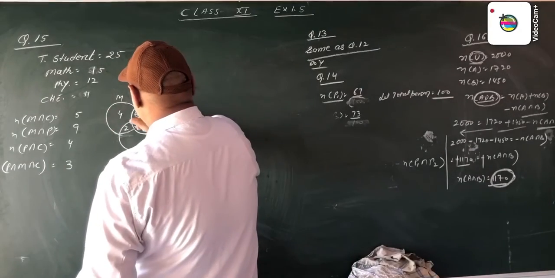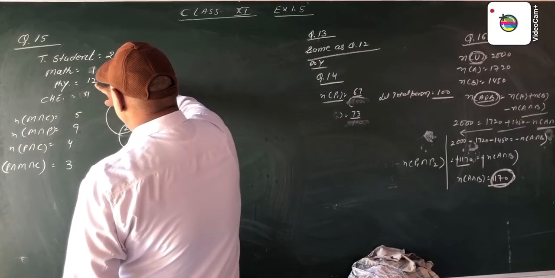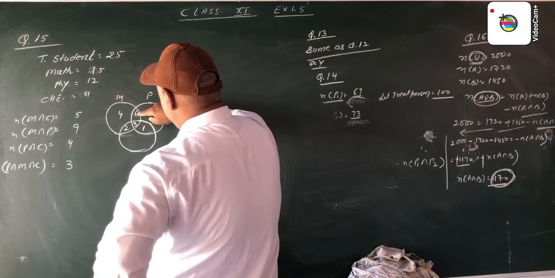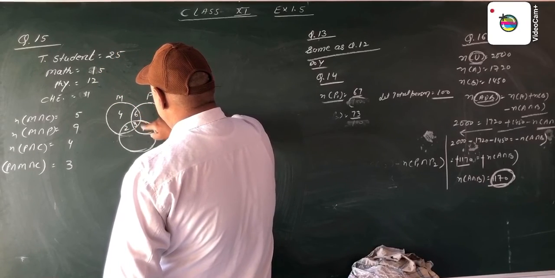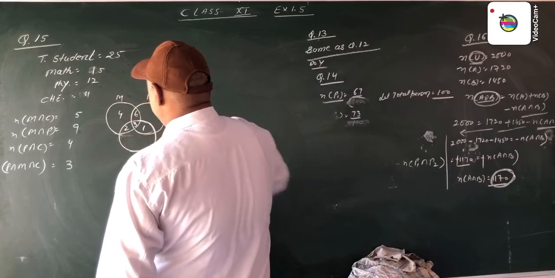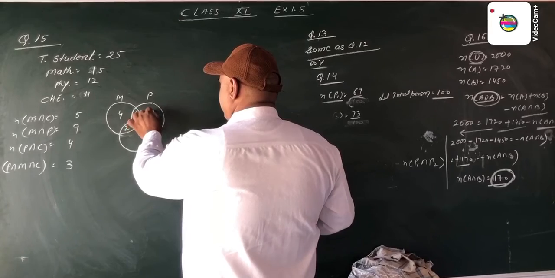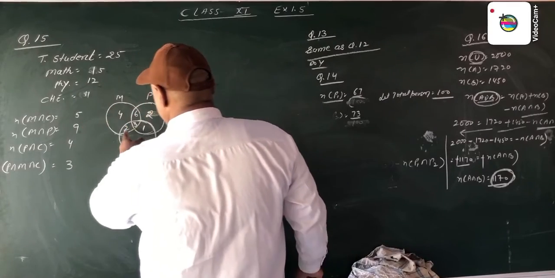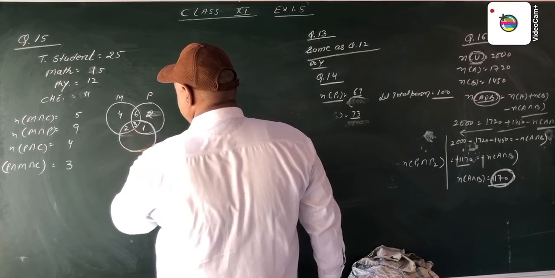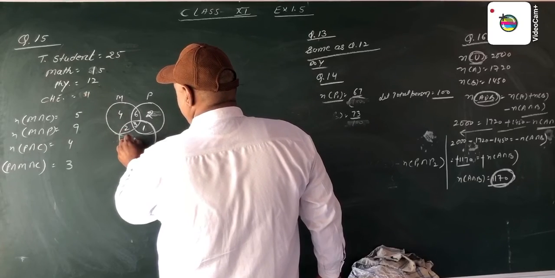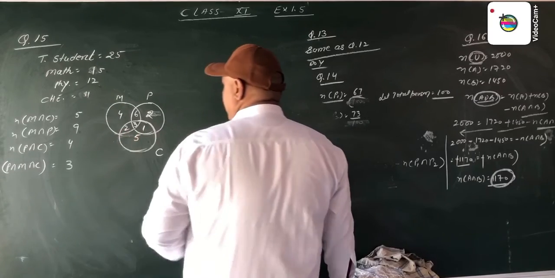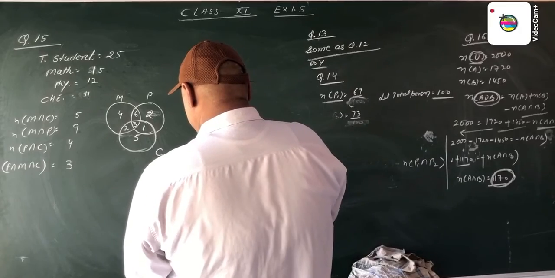Now this is the area of physics, and the total number of physics students is 12. We have taken 6, 3 plus 1, total is 10. 12 minus 10, we get 2. And this is the area of chemistry. Total students is 11. We have taken 3, 2, 1, that is 6. 11 minus 6, we get 5. Now we give the answers to the given questions.